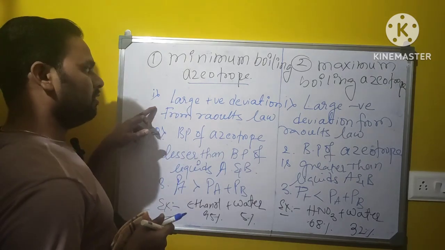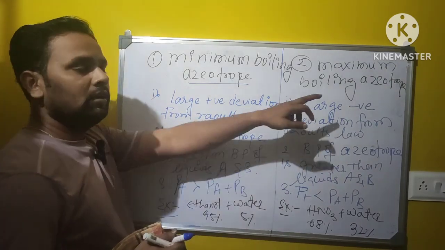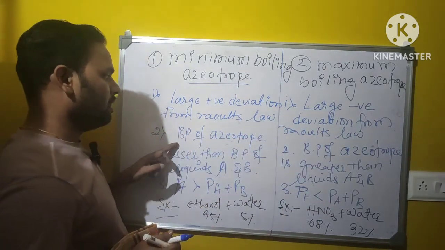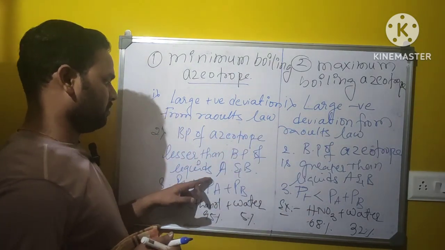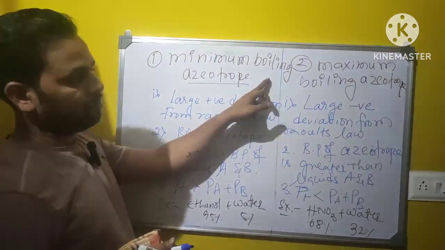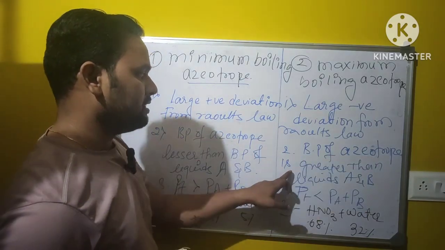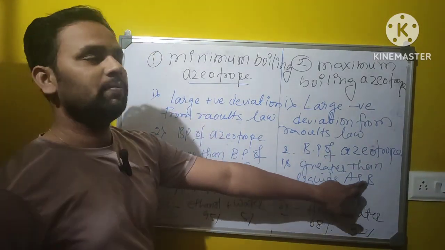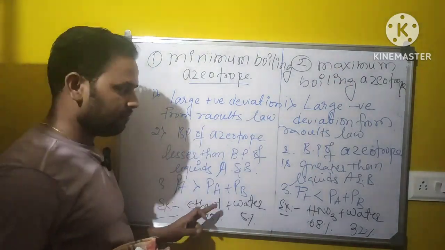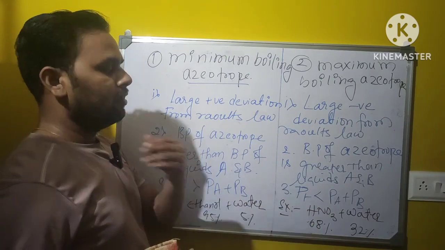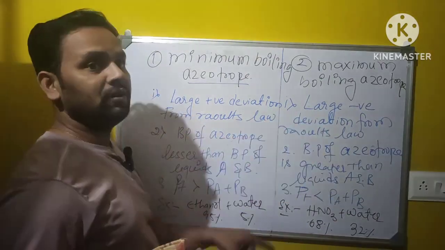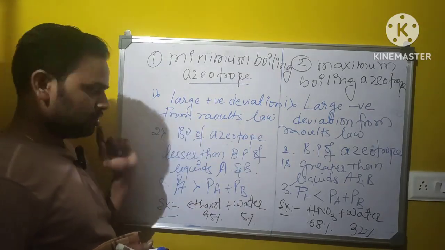Once again I will repeat the points. Minimum boiling azeotrope means large positive deviation from Raoult's law. Maximum boiling azeotrope means large negative deviation from Raoult's law. Boiling point of azeotrope lesser than boiling point of individual liquids A and B, that's why it is minimum boiling azeotrope. Boiling point of azeotrope greater than individual liquids A and B, that's why maximum boiling azeotrope. Total pressure greater than the sum of A and B partial pressures, that's why positive deviation. Here total pressure lesser than A and B, that's why it is negative deviation.